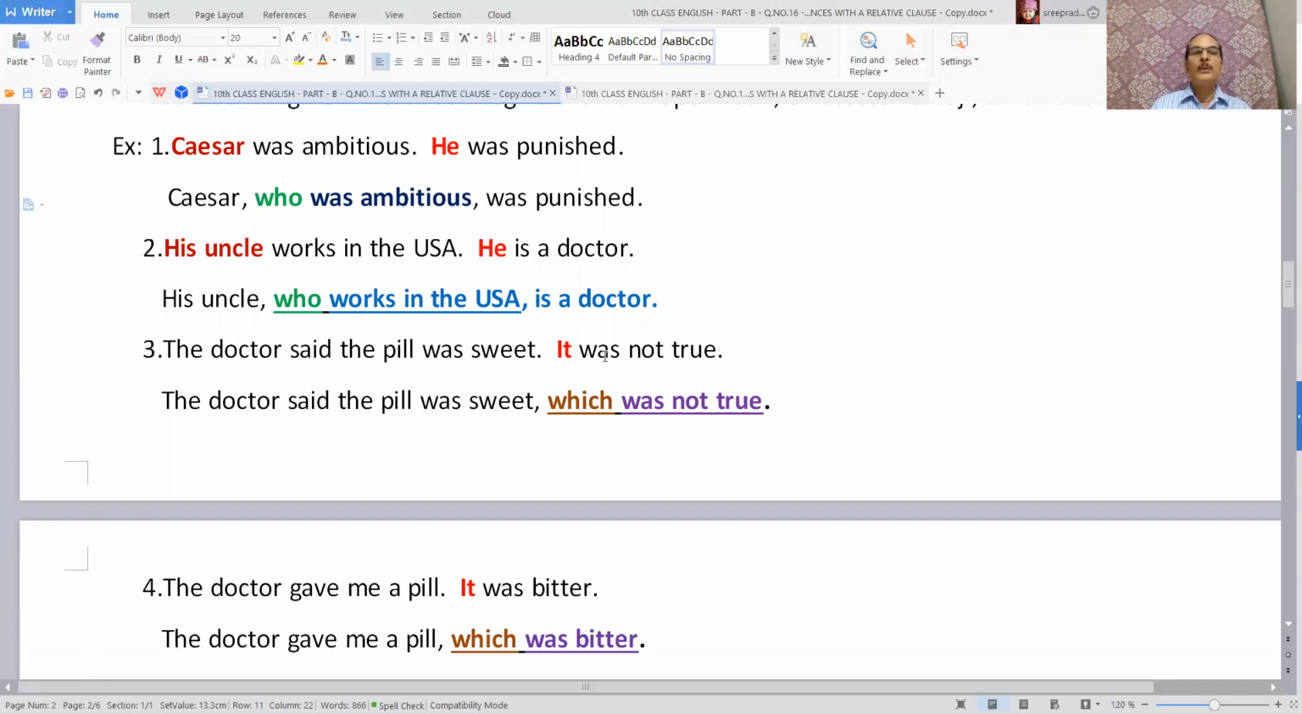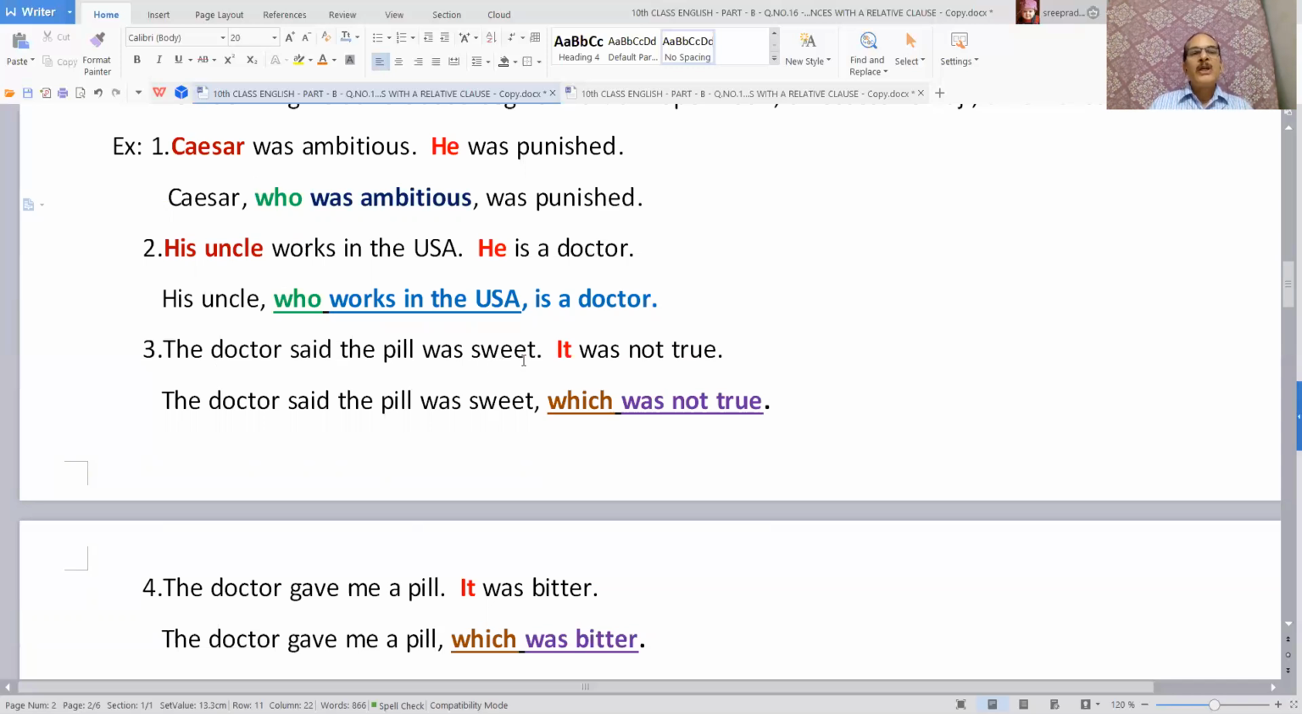It was not true. So what does "it" refer to here? The doctor said the pill was sweet. That means the doctor's statement that the pill was sweet. So "it" refers not just to the pill, it refers to the whole clause here. The doctor said the pill was sweet. So it refers to the whole clause here.